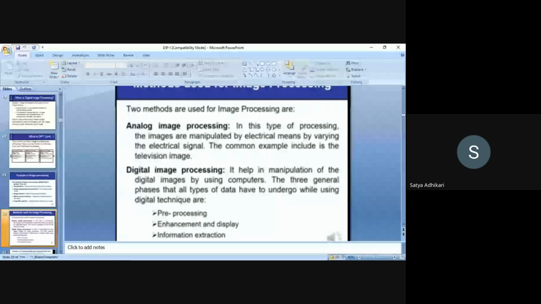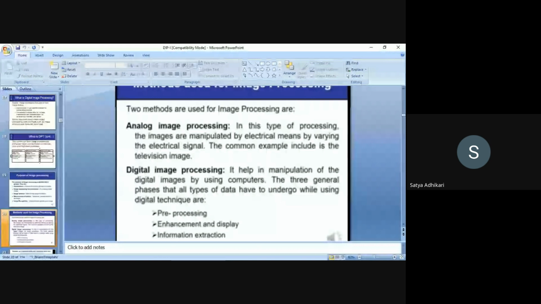So analog image processing, you see, we are not interested in that. We are DIP, the digital image processing. In analog processing, the images are manipulated by electrical means, by varying the electrical signal. The common example includes the television image. So analog image processing is not our aim. Digital image processing is the manipulation of the digital image by using computers.